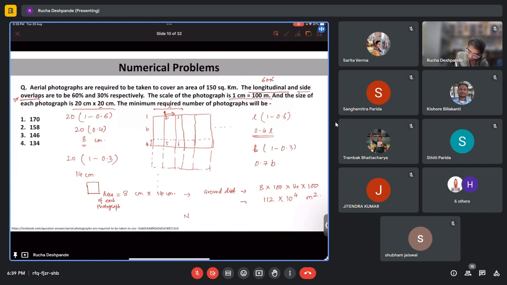Now N, my total area, is 150 square kilometer. So I need to convert the scale to SI units. So 150 into 10 to the power 6 meter square divided by 112 into 10 to the power 4 would be 133.92, which will be approximated to 134. So the minimum number of required photographs would be 134 in this case. Is this clear?